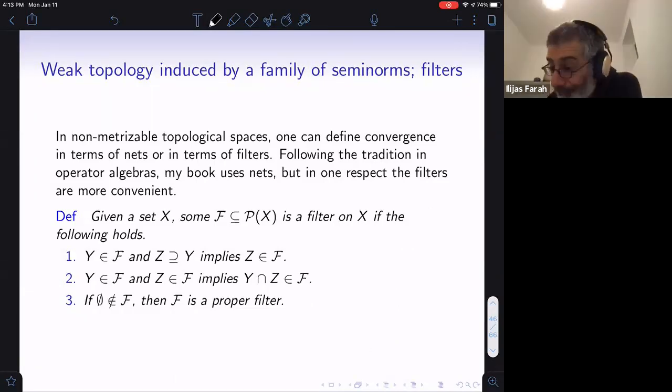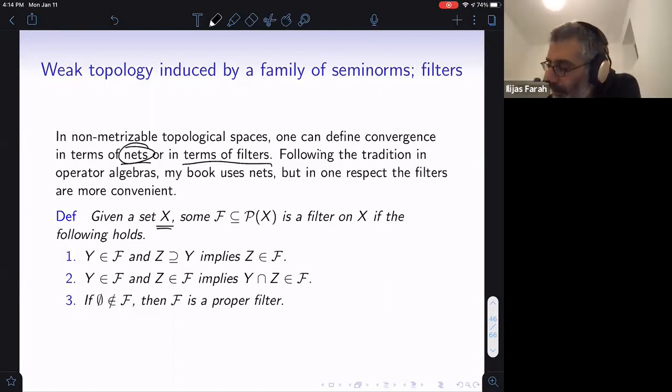Anyway, here we are. If you have a non-metrizable topological space, then convergence can be defined in terms of nets or in terms of filters. Mostly operator algebras prefer nets, but there is at least one place where filters actually make much more sense, and we are getting there. So let's just see what a filter is. Here X is just a set.